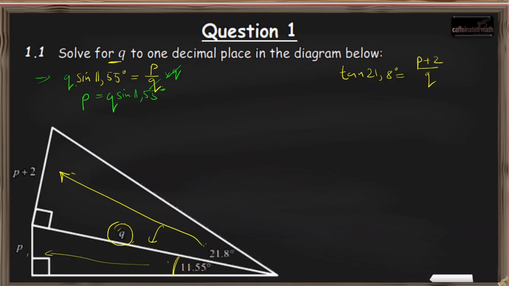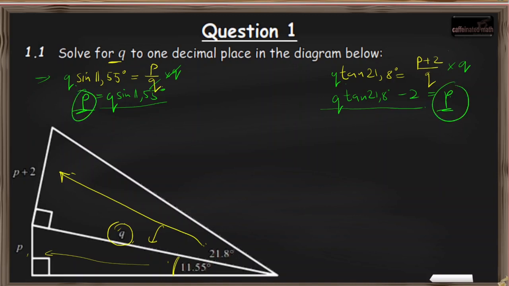Right, and then for this equation, let's do the exact same thing. We'll multiply by Q on both sides, which will give us Q multiplied by tan of 21,8 degrees, and then we can subtract the 2, and that'll give us P. So now we have P and P both in terms of Q, which means we can take the left hand side of this equation and the right hand side of that equation and make a new one, because they are equal to each other. They are both equal to P.